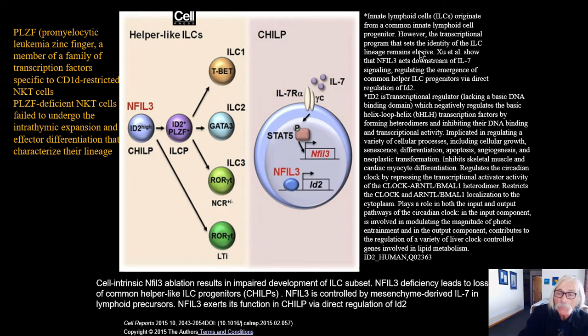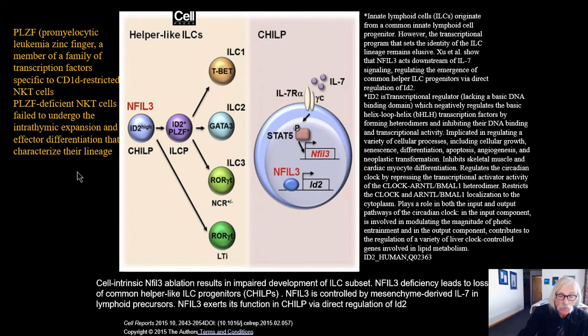Let's go over here and describe them. Okay. The transcriptional program that sets the identity of the ILCs, remember those are innate lymphoid cells, remains elusive. So G shows that Infil3 acts downstream of interleukin 7 signaling. This is all here. There's interleukin 7 binding to the gamma C receptor here, interleukin 7 receptor alpha. It's going to work here on the STAT5 by phosphorylating it. It's going to cause the expression of Infil3. Then Infil3 is going to cause the expression of ID2, and you end up with the precursor cells. See how important then Infil3 is to proliferate these innate lymphoid cell lineages.